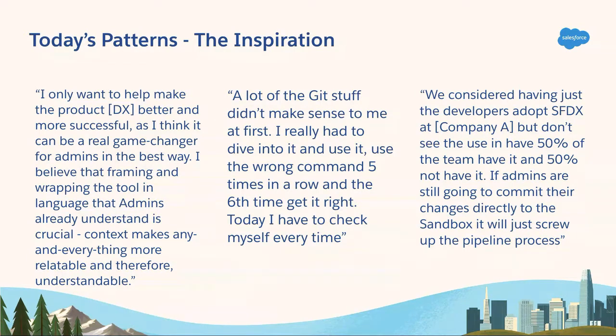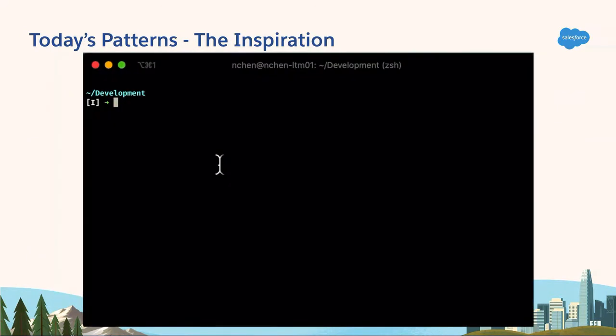The second one: a lot of the Git stuff didn't make sense to me at first. I really had to dive into it and use the wrong command 5 times in a row, and get it right the 6th time. The last one is: we considered having just developers adopt Salesforce DX at company A, but don't see the use in having 50% of the team have it and 50% not have it. If admins are still going to commit their changes directly to Sandbox, it would just screw up the pipeline process. So this is really the inspiration for the patterns that we have today.